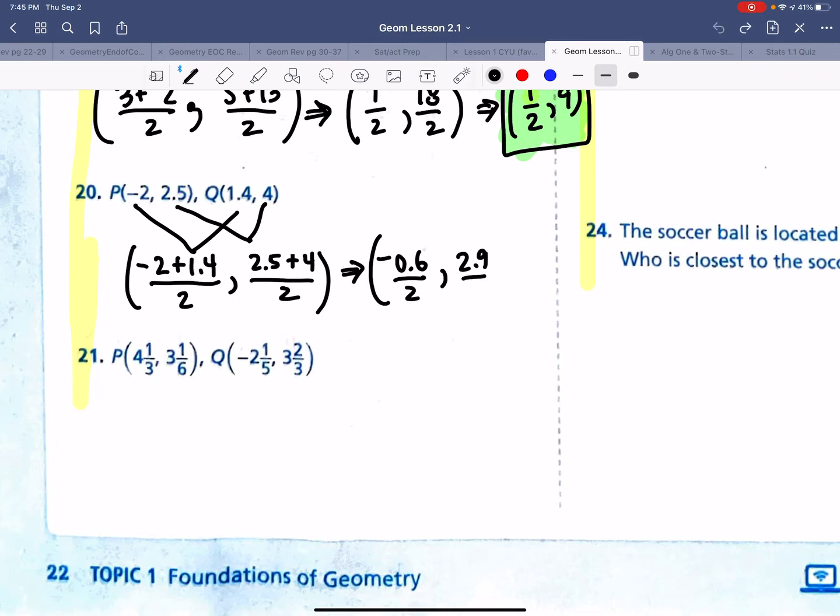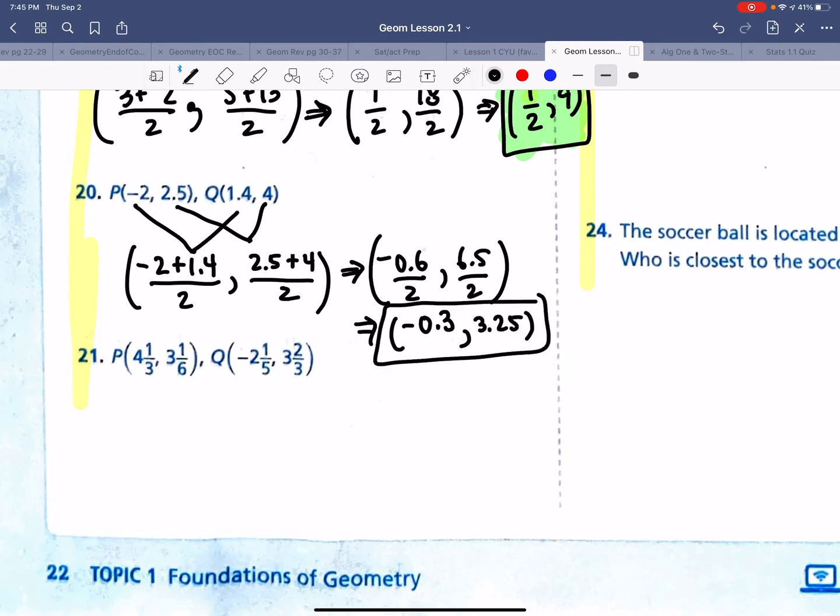Wait, I did that wrong. 2.5 plus 4 is 6.5. So half of this would be -0.3. And half of 6.5 is, let me just double check on my calculator. 6.5 divided by 2. Yep, 3.25. Final answer.